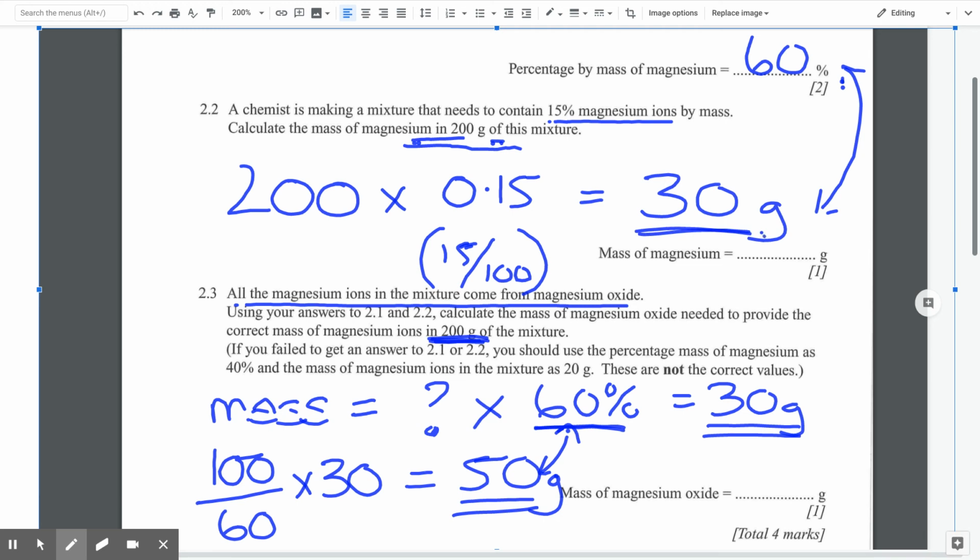2.3 is a very difficult and quite wordy calculation, really, but again, they've given you certain numbers you could use if you wanted to try using the other values as well. But that's the way of doing that. Again, there's quite a complicated mathematical example to finish off with. But the mass of magnesium oxide we would need in order to satisfy the criteria of questions 2.1 and 2.2 would be 50 grams.